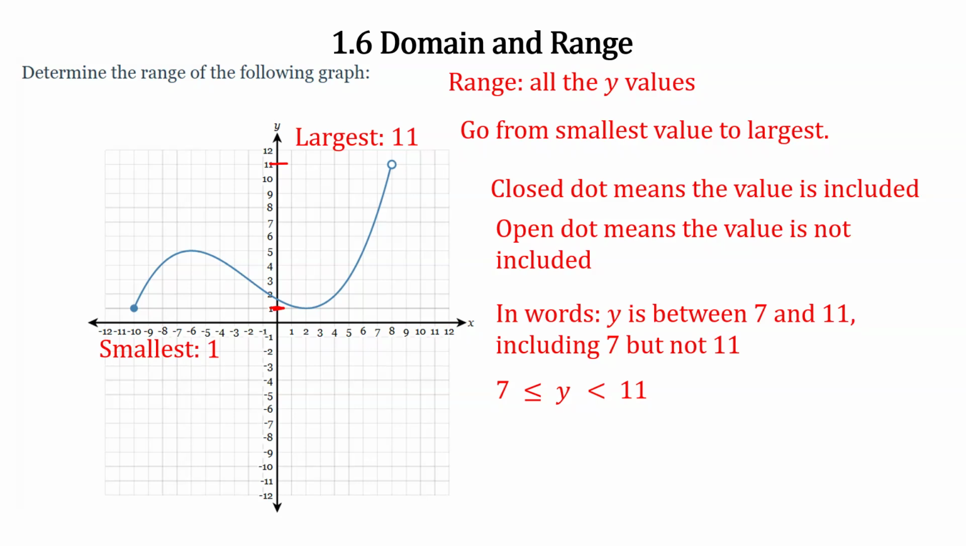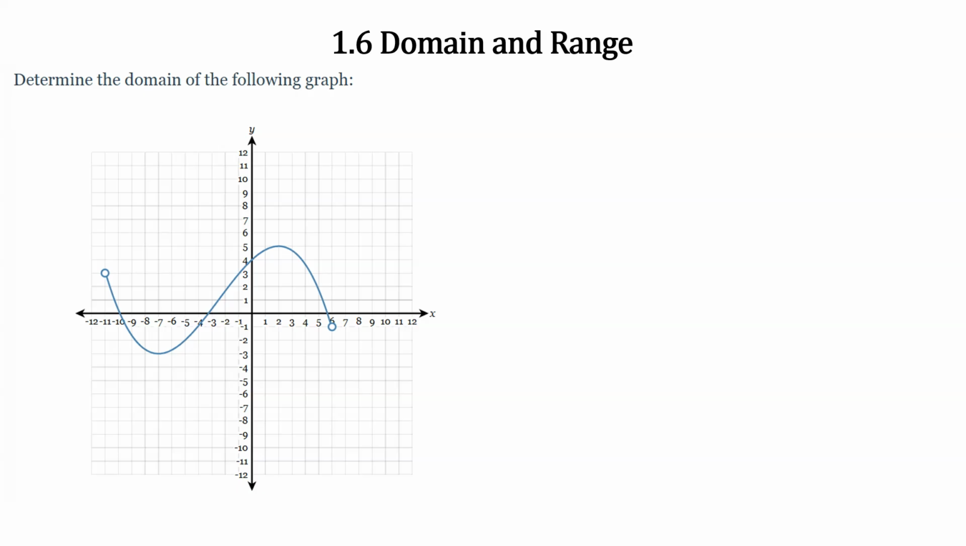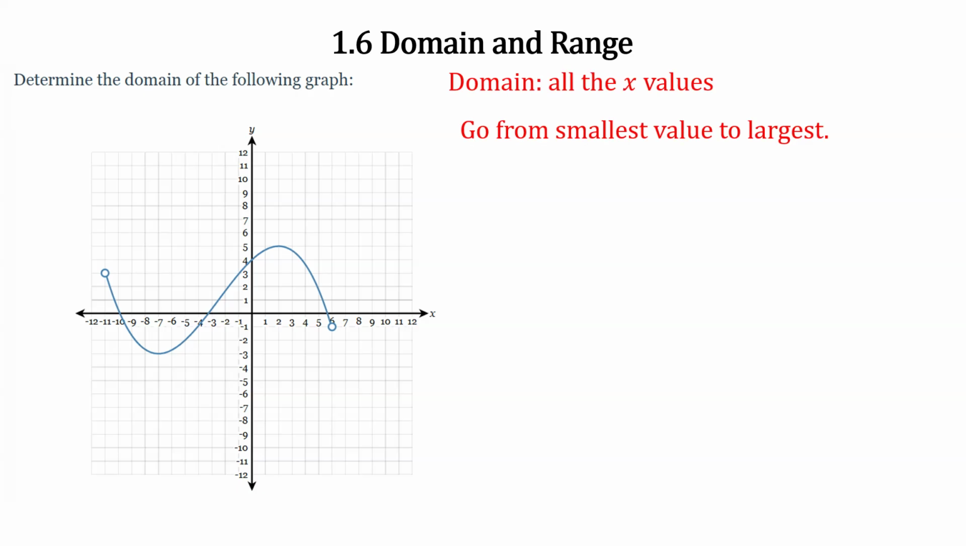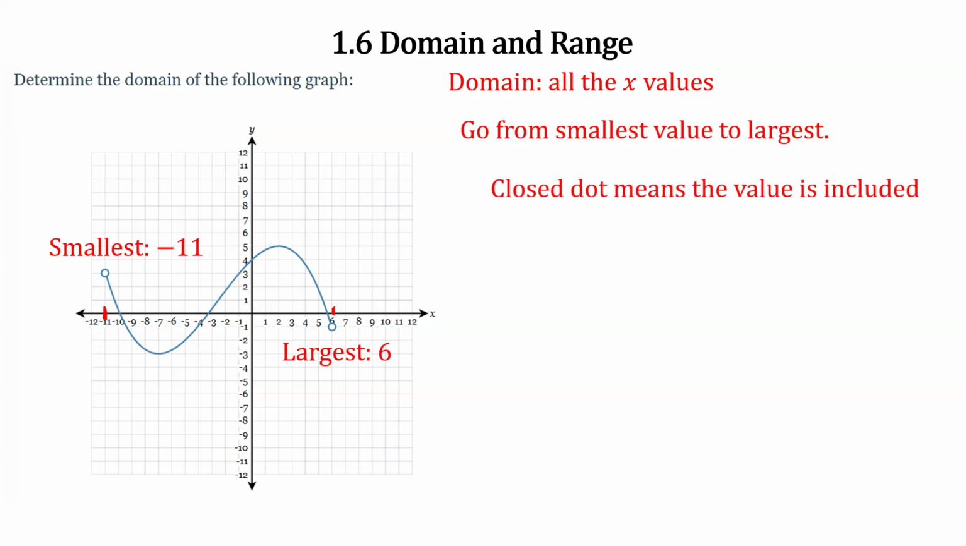Let's try one with domain. So domain is all the x values, and we're going to go from smallest to largest. Now we're talking our x values, -11 to 6. My smallest is -11. My largest is 6. Again, closed dot means the value is included. Open dot means the value is not included. So it's like everything up to 6, but not 6.